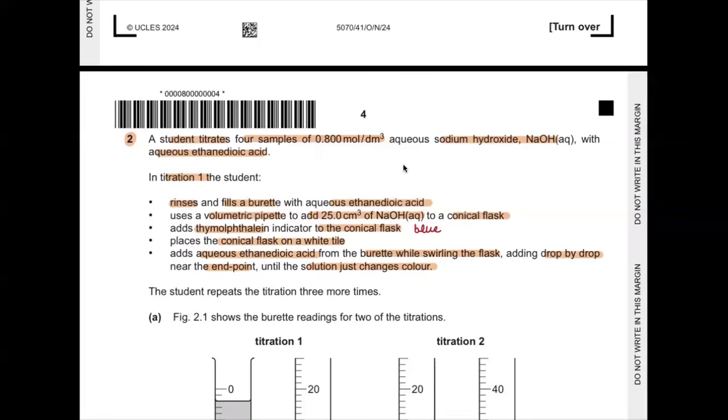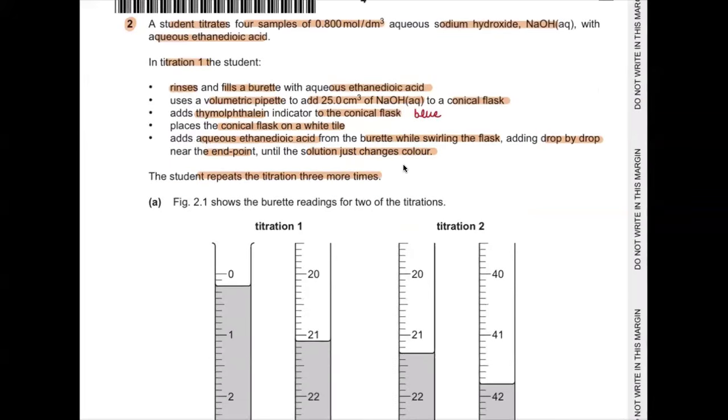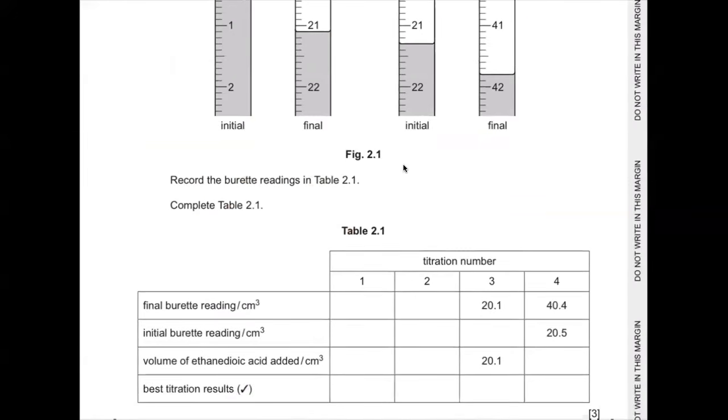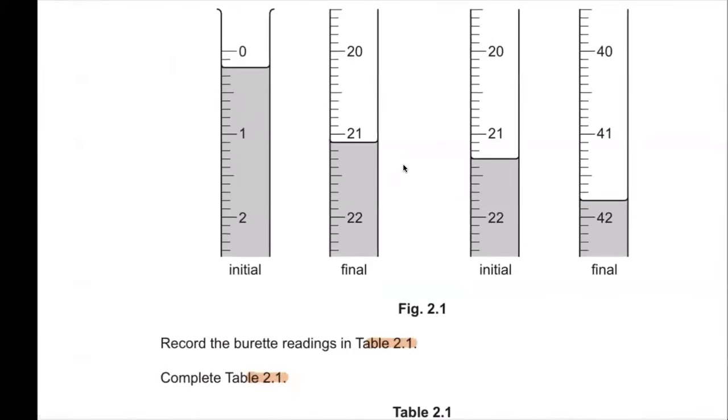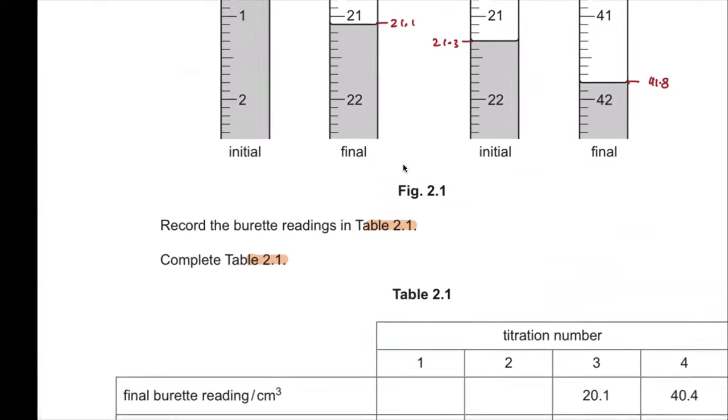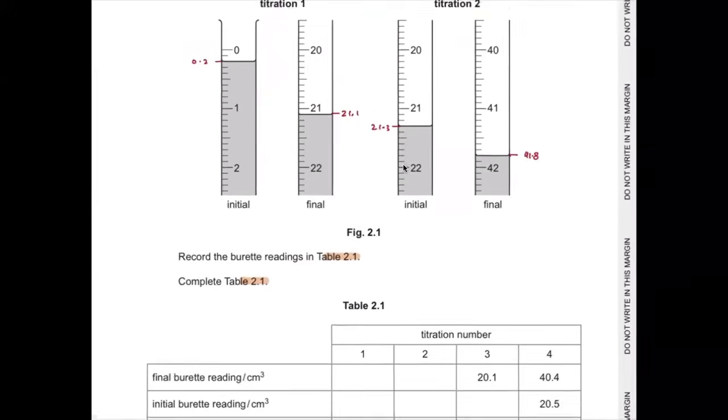The student repeats the titration 3 more times. Figure 2.1 shows the burette reading for 2 of the titrations. Record the burette readings in table 2.1, complete table 2.1. So if we go here, it is 0.2, it is 21.1, it is 21.3, it is 41.8. Is this clear? So now we are going to fill it.